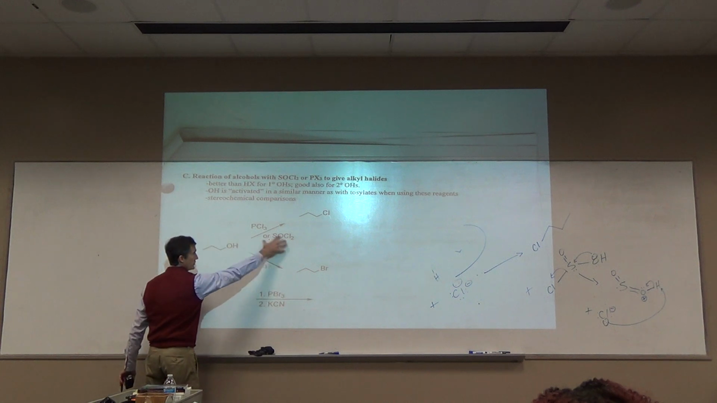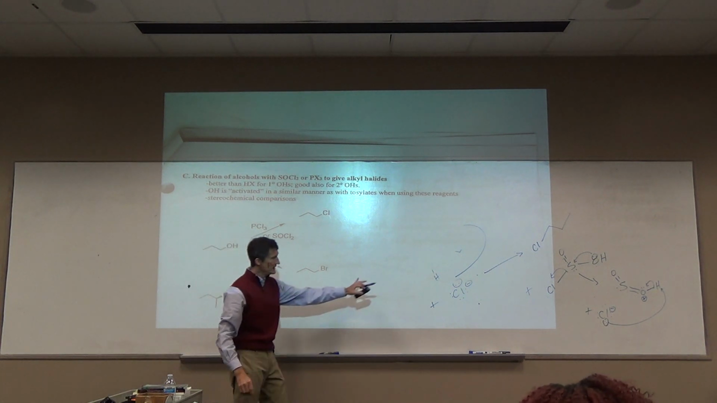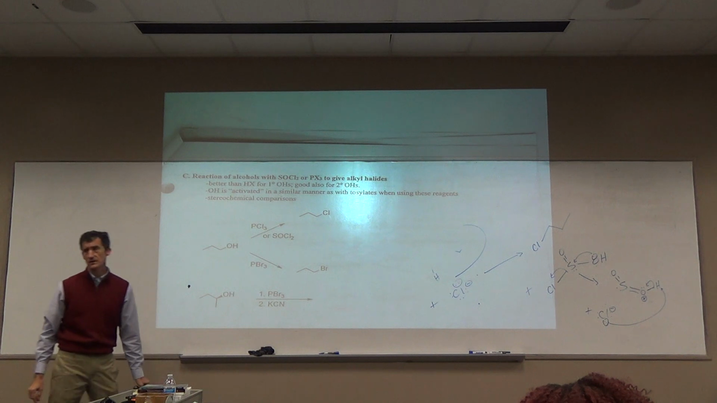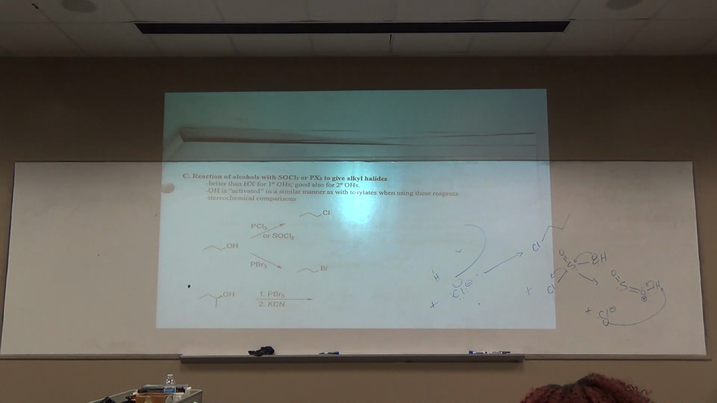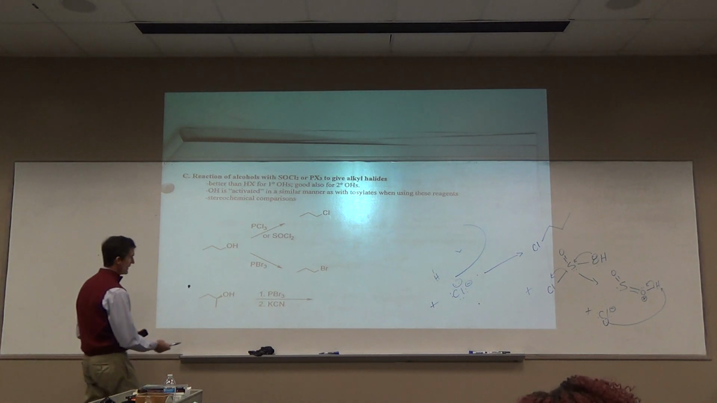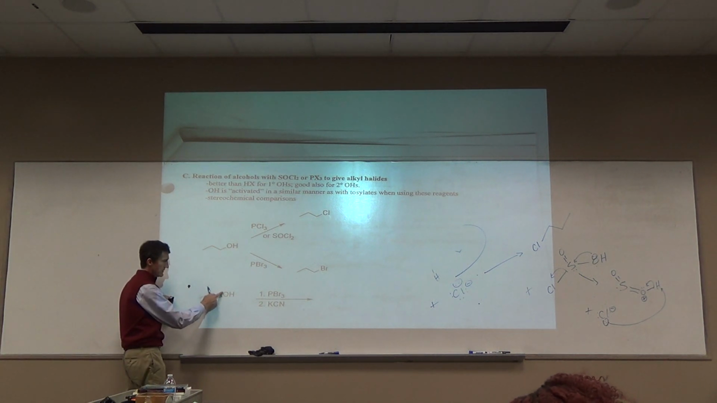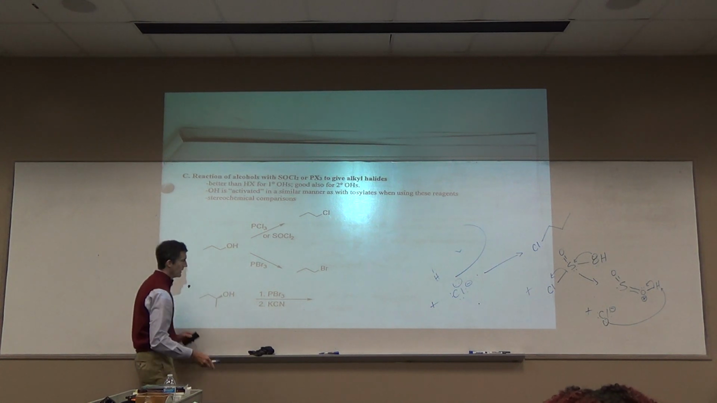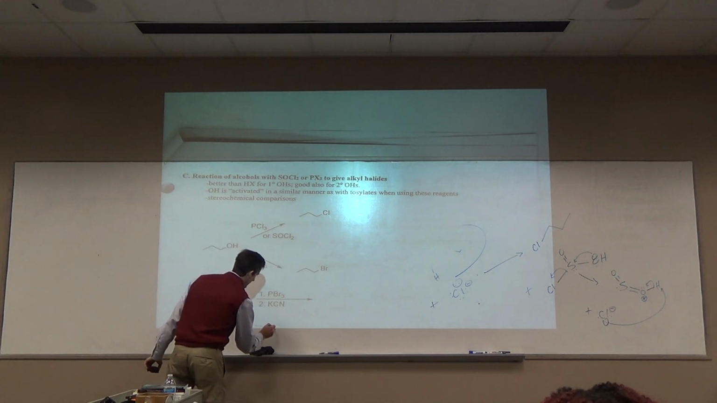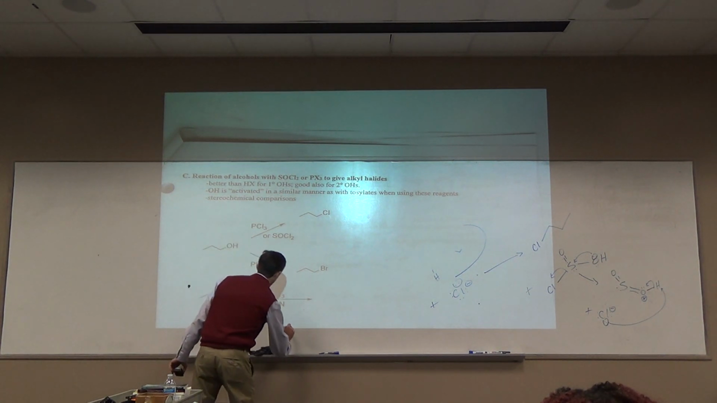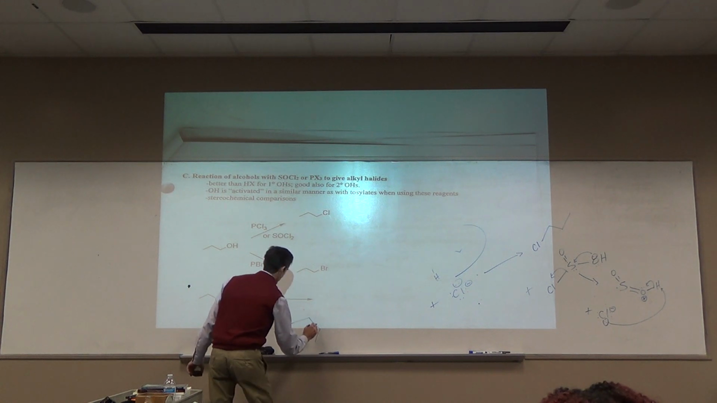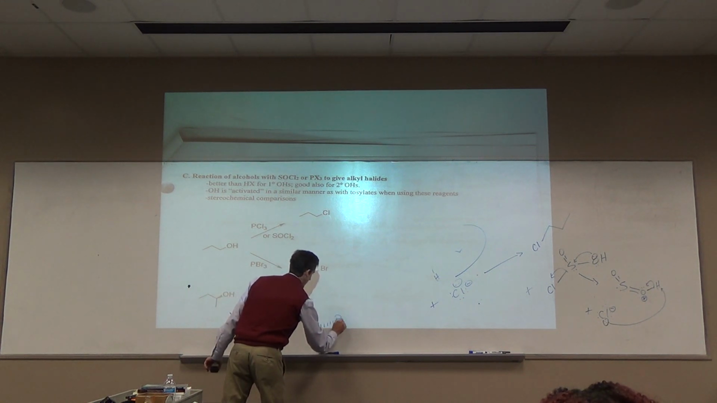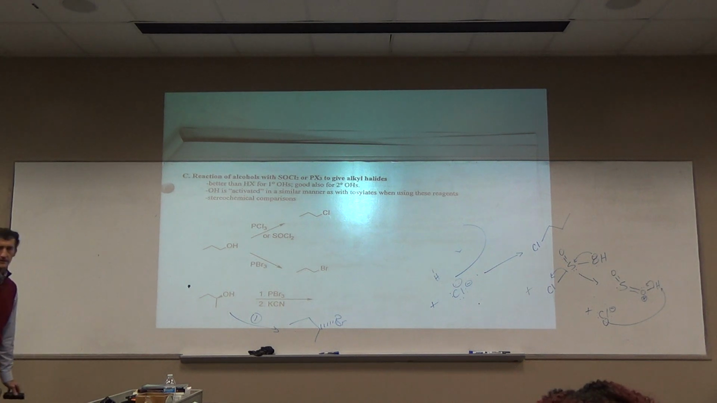This is typically SN2, all right? The mechanism we did, SN2. Could be SN1, but it's typically SN2. Now that's secondary, so it could be either SN1 or SN2. PBr3, that's reaction 1. PBr3 is going to convert this to that, and you should go through the mechanism there.